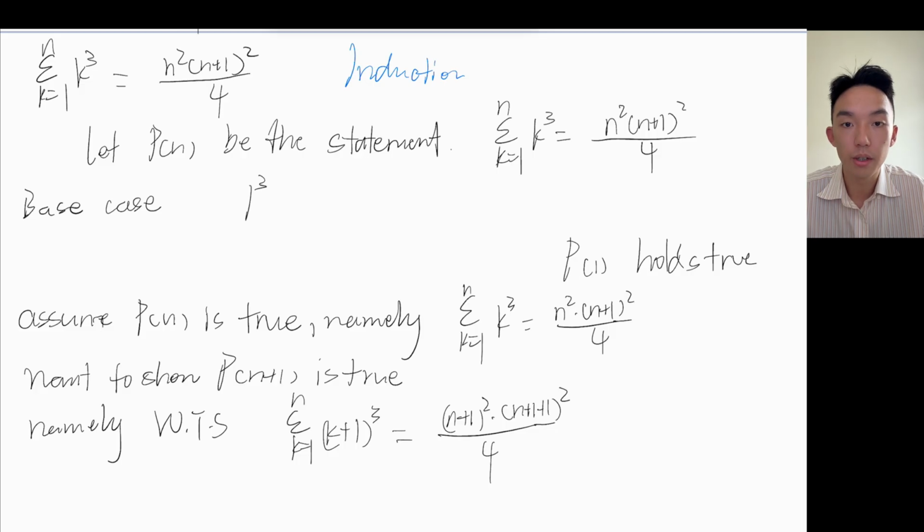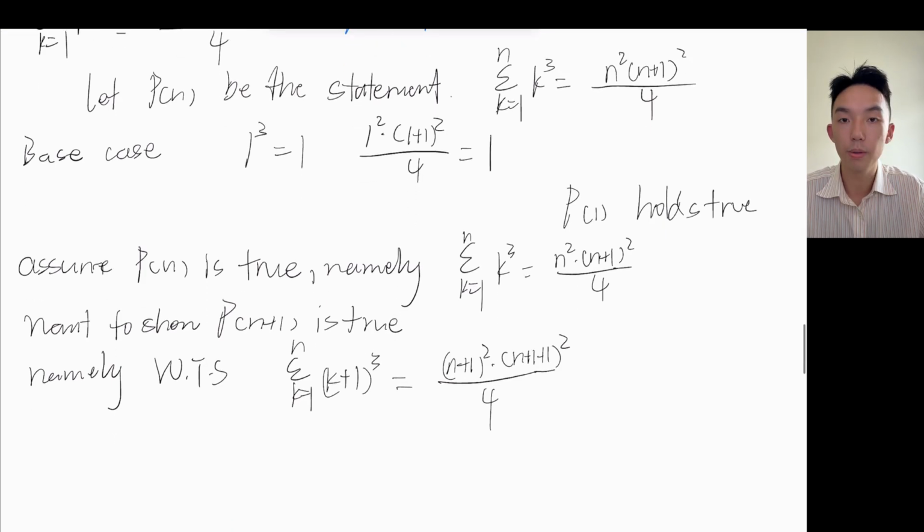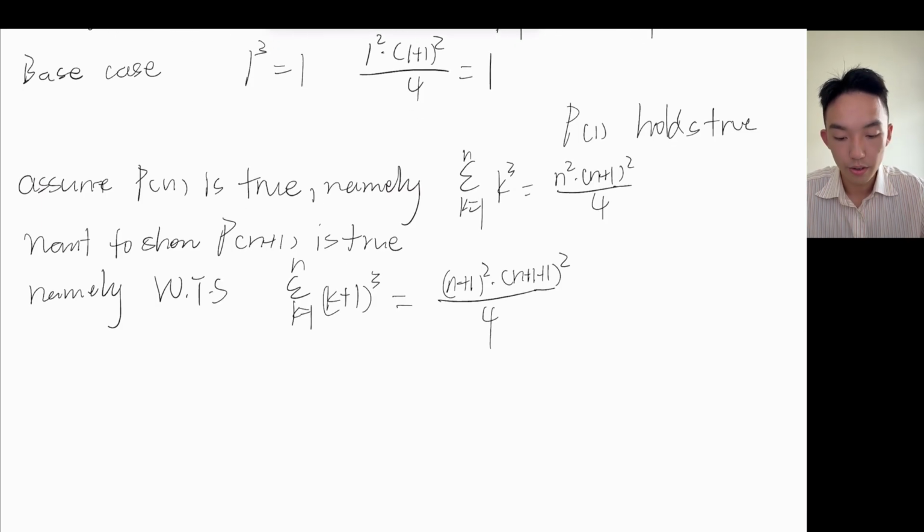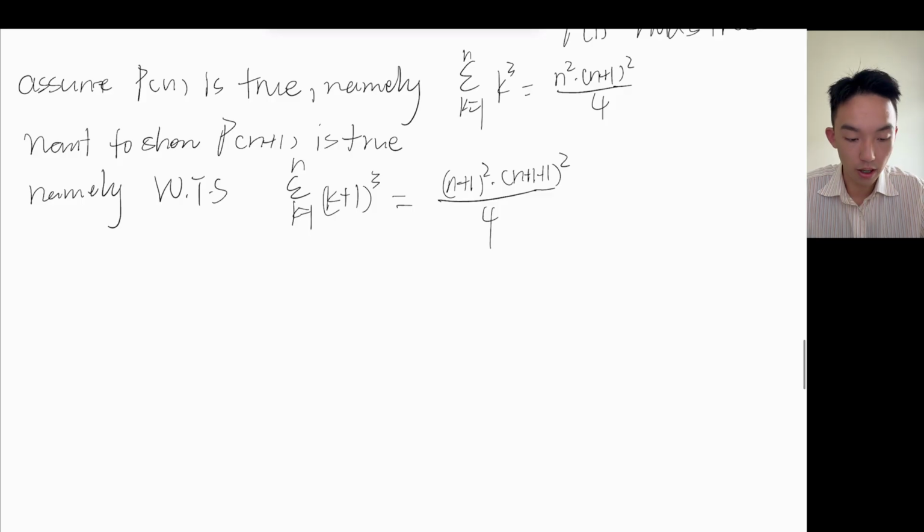And still the same, we prove the base case. Obviously 1 cubed equals 1, and we substitute k equals 1 into the formula: 1 squared times 1 plus 1 squared divided by 4 is 1. So P1 holds true. Now the same process: we assume Pn is true, and we want to show Pn plus 1 is true. Namely, we want to show the sum of k cubed from k equals 1 to n plus 1 is equal to n plus 1 squared times n plus 1 plus 1 squared divided by 4.